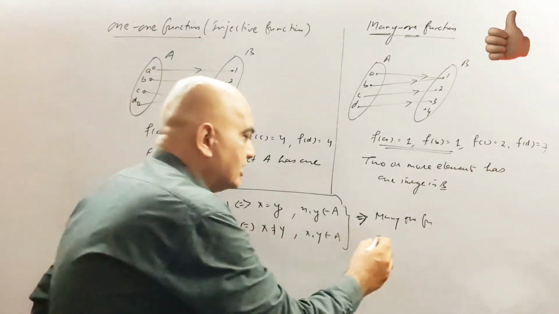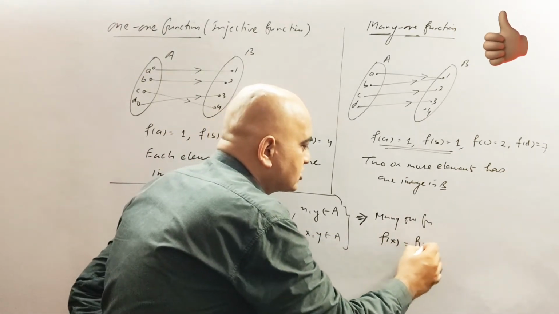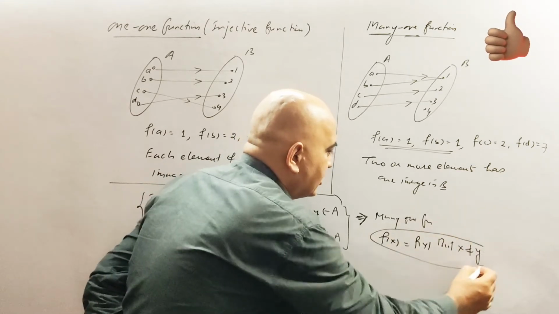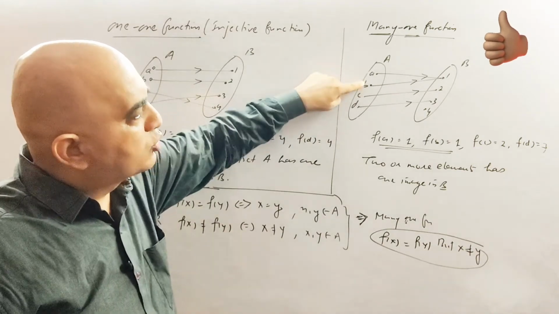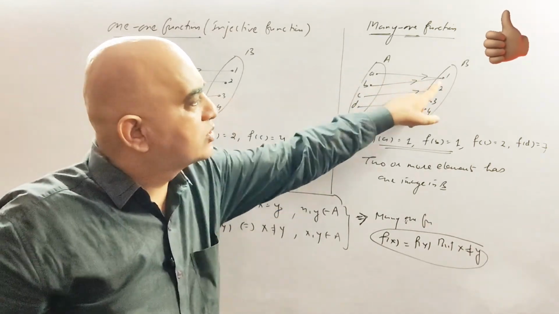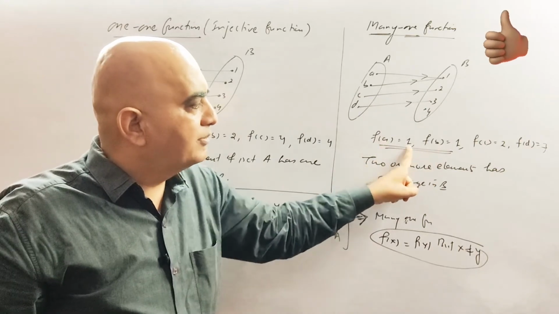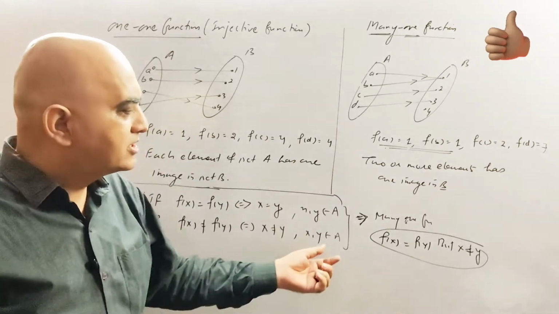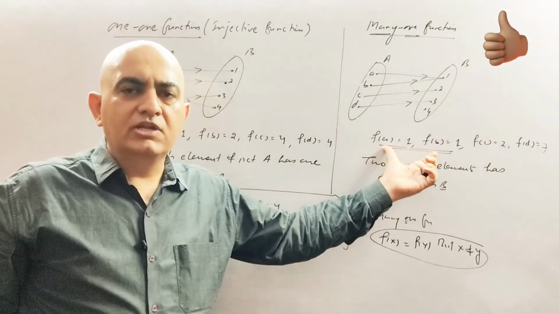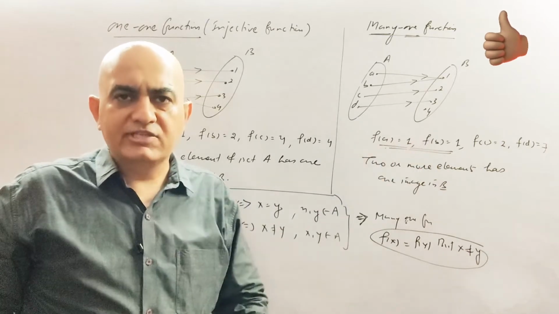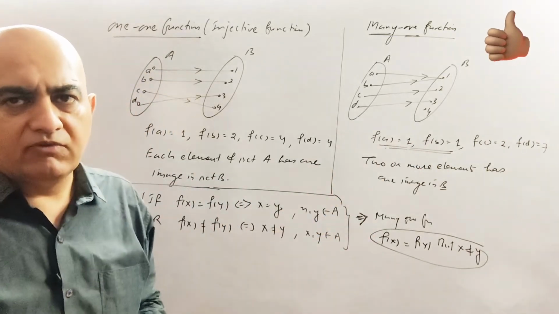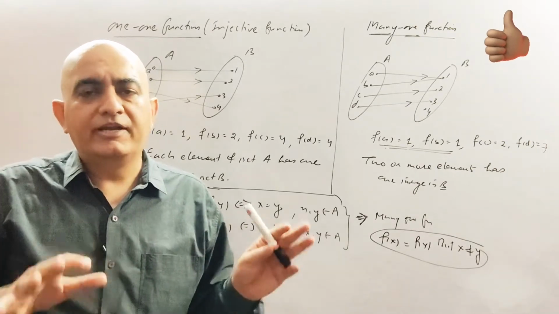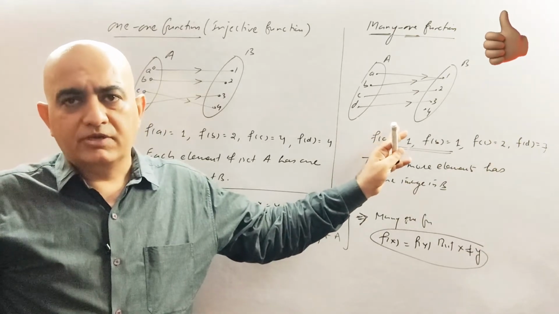Suppose f of x is equal to f of y, but x is not equal to y. In such a case, we can say a is not equal to b, but f of a is equal to f of b. F of a and f of b both have the same image, and a and b are not equal, right? So this function is called a many-one function because two or more elements have the same image. We are saying that if a function is not one-one, then definitely it will be a many-one function, right?